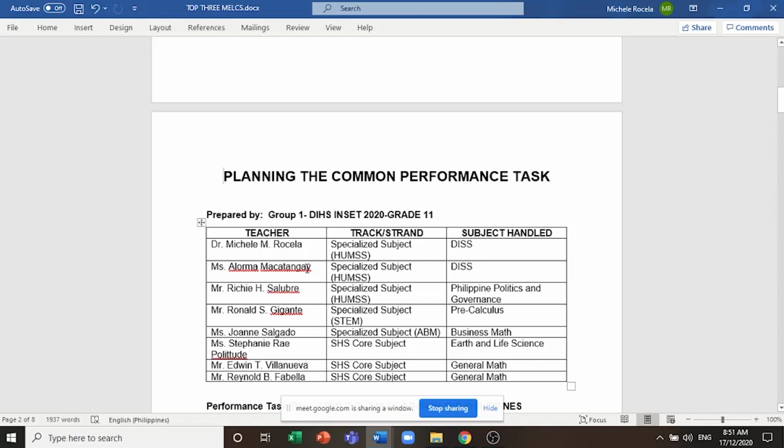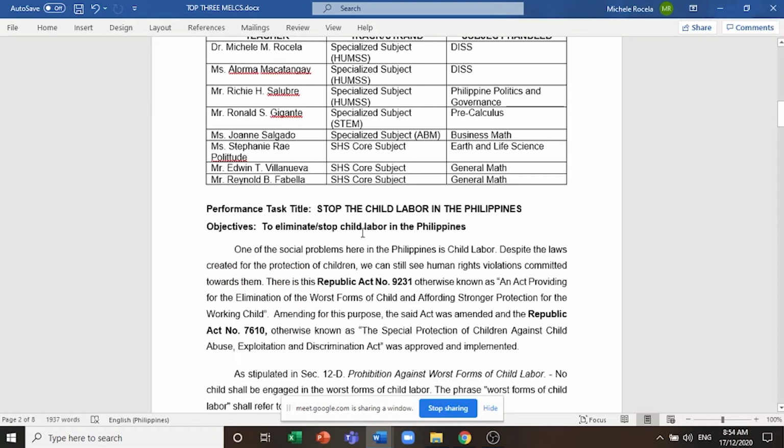But in choosing the topic, of course, the groups of students will think about what is an appropriate topic. To give them an idea, ito nga, Stop the Child Labor in the Philippines. And of course, we have Philippine Politics and Governance that definitely covers laws in the country. So we have here the basis of this child labor.